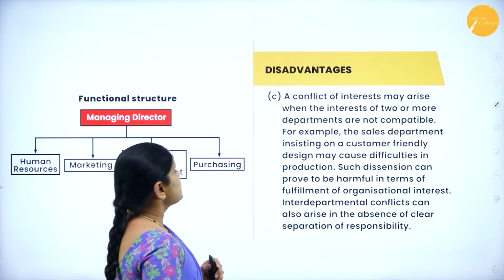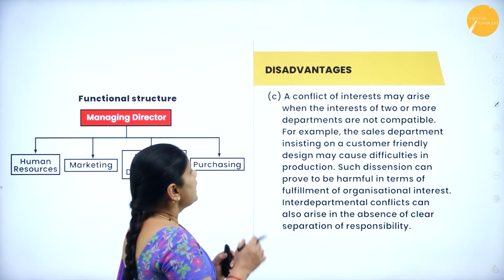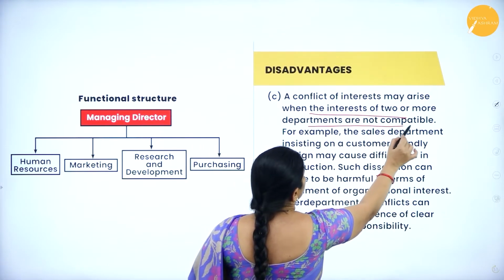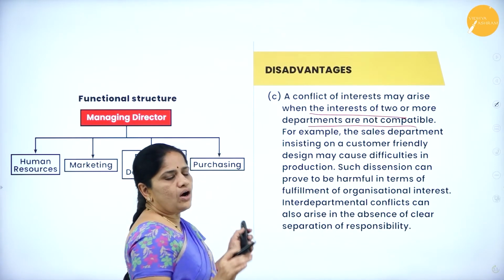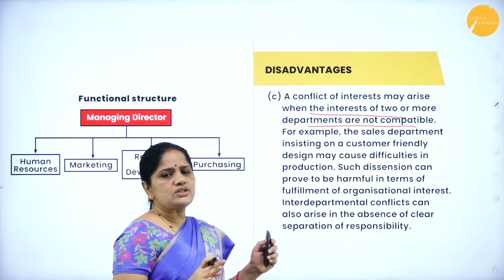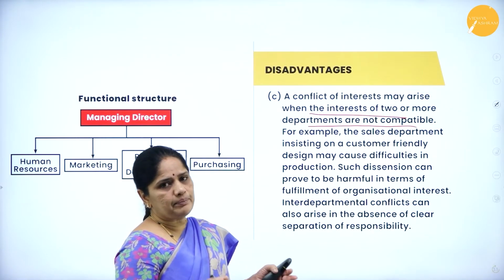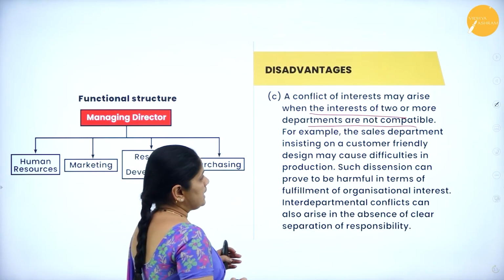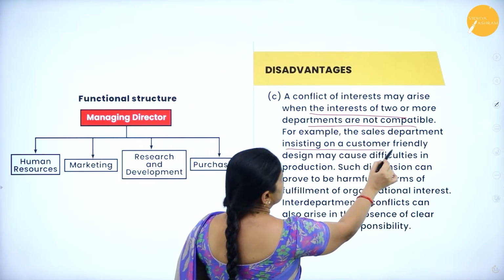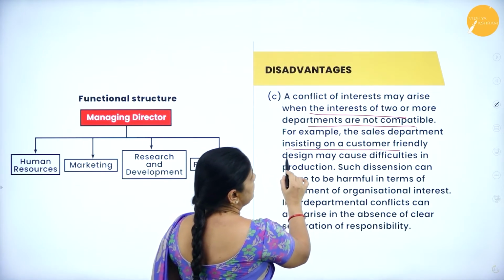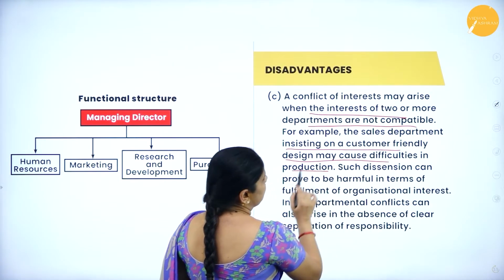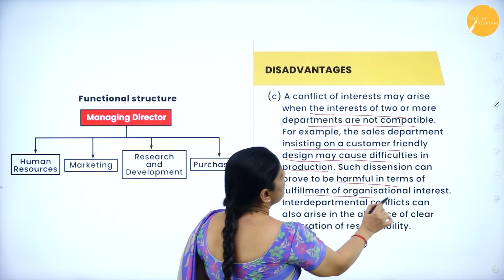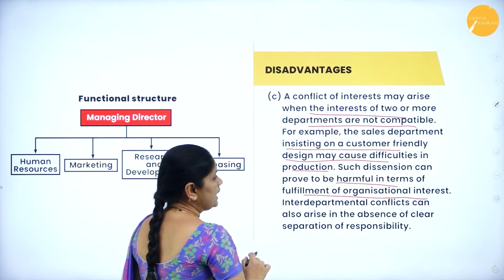Then the third disadvantage of a functional structure is that a conflict of interest may arise when the interests of two or more departments are not compatible, so you should see that there is no conflict of interest among departments. Let us take the example here. What does this example tell us? In this, the sales department insists on a customer-friendly design which may cause difficulties in production, and such dissension can prove to be harmful in terms of fulfillment of organizational interest.